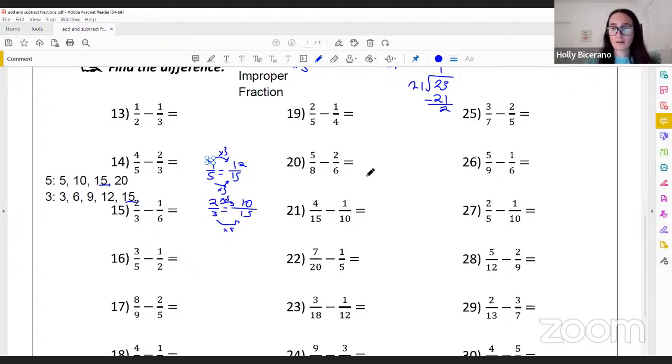So now our last step is to subtract the rewritten fractions. So we had 12 over 15 minus 10 over 15. So denominator stays the same, it's 15. And we do 12 minus 10, that's 2. Our answer is 2 over 15.